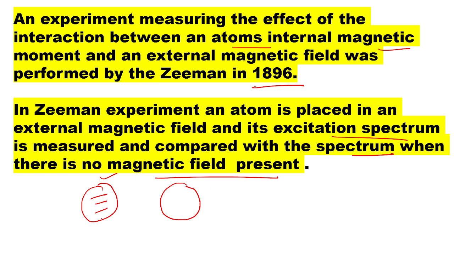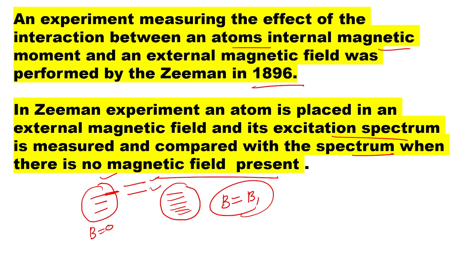When there is a magnetic field, let's say in this case there is no magnetic field, B is equal to 0, and in this case B is equal to, let's say, B1, so it has some magnitude. In this condition, he measured a large number of spectral lines, and he observed that when a particular atom is under an external magnetic field, the spectral line splits further into its components. These components had some difference in wavelength from the original spectral lines. So this is the Zeeman effect he observed.